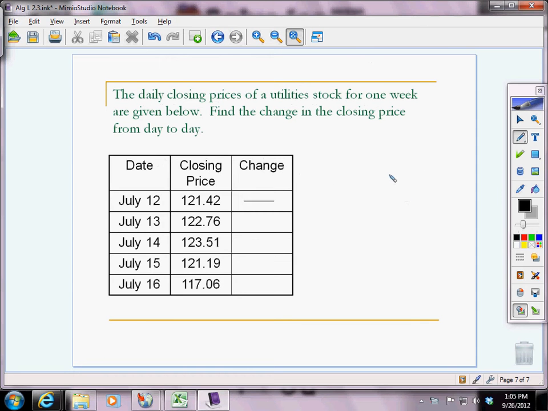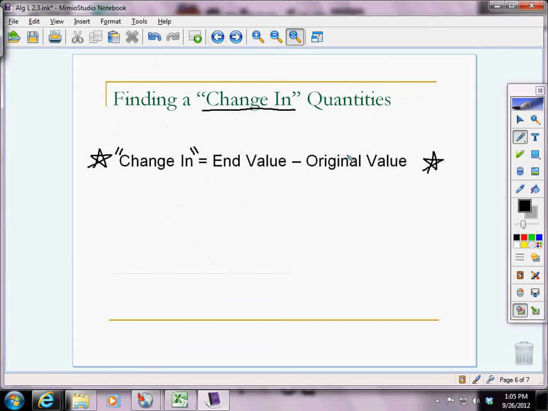The daily closing prices of a utility stock for 1 week are given below. Find the change in the closing price from day to day. So if we look at this chart, we can see on July 12th what the closing price was, on July 13th what the closing price was. So what we want to know is what was the change. What you always do is take the latter date and subtract the earlier date, kind of like n minus original.